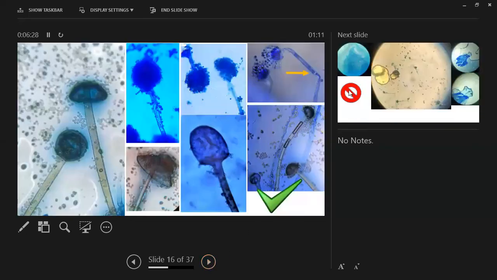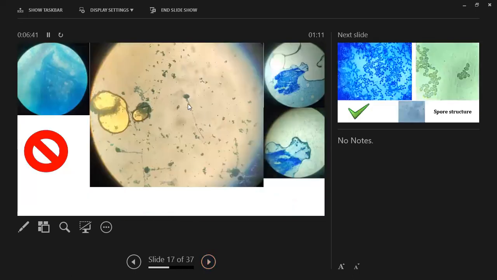While you are at 100x, try to focus on the individual spore-bearing structures. These are very important characters for identifying fungal species. This is how a Penicillium usually looks, Aspergillus, nucleus, you may not have any information from here.